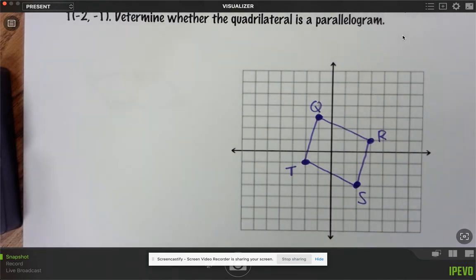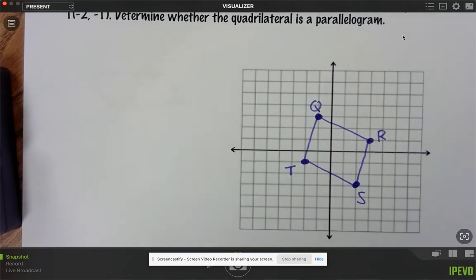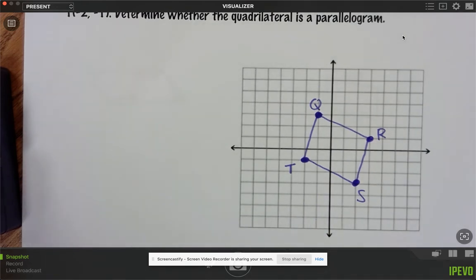So now, since it doesn't specify using the distance formula, using midpoint, using whatever, you can do whatever you want. For efficiency, the easiest thing to do, since it's on a grid, would be to show that your opposite sides are parallel, because remember guys, slope you just count. So it's pretty easy, right? So if we wanted to show our sides are parallel, we would just count our slope.